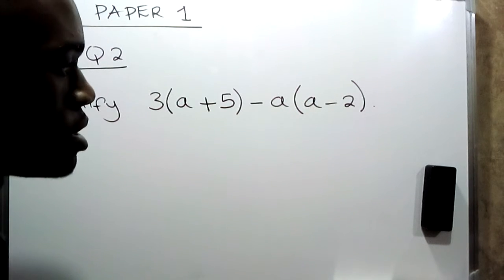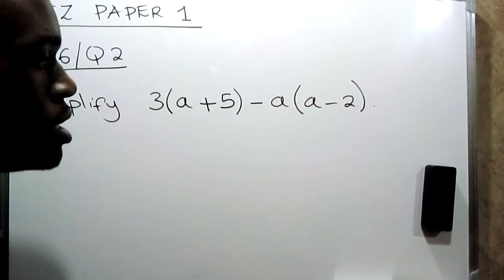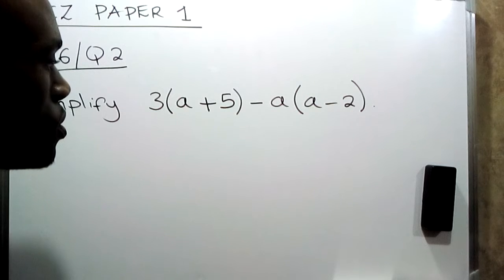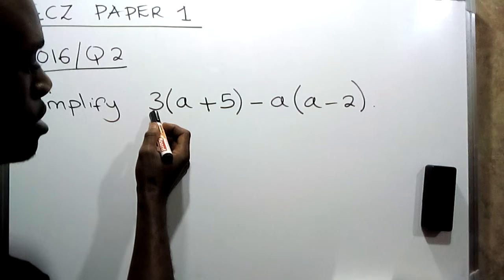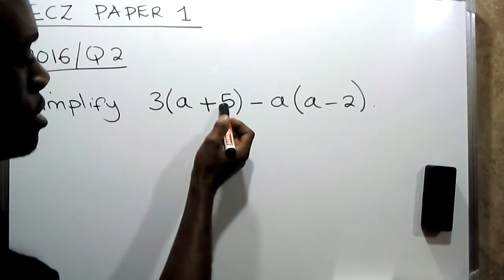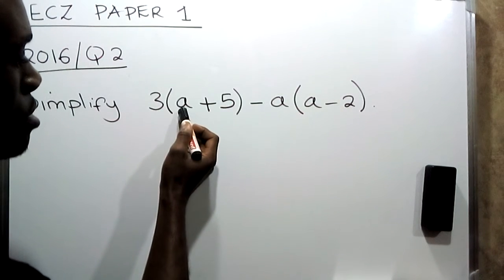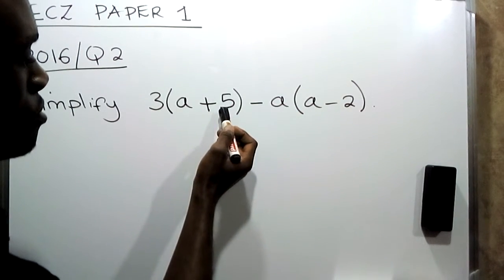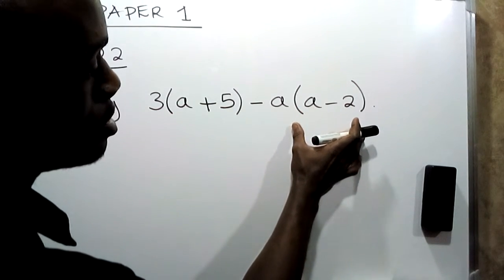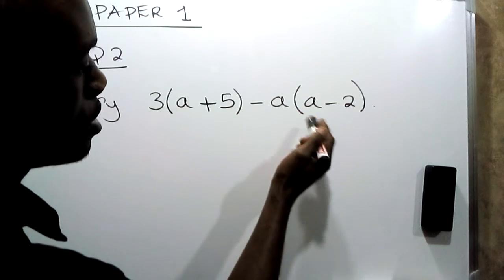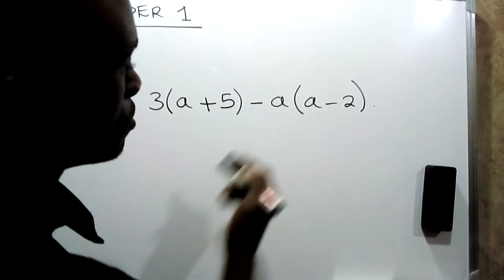by removing the brackets. And how do we do it? We need to find a better way of doing it, and of course that is by multiplying this term here, 3, by all the terms in the brackets. So what do I mean? It will be 3 times a plus 3 times 5. Okay, then we'll do the same way even to this what we have here. So it will be negative a times a, negative a times negative 2.